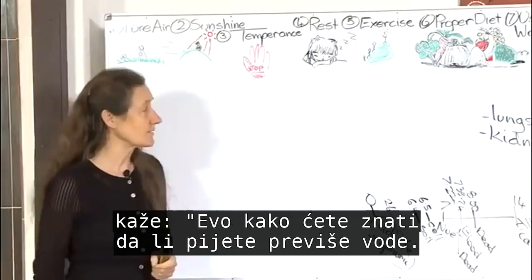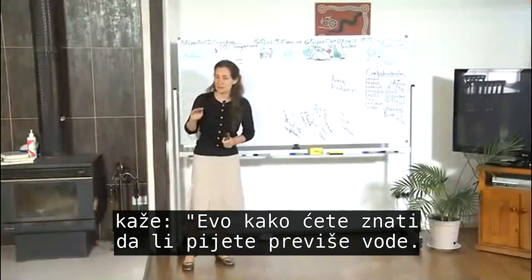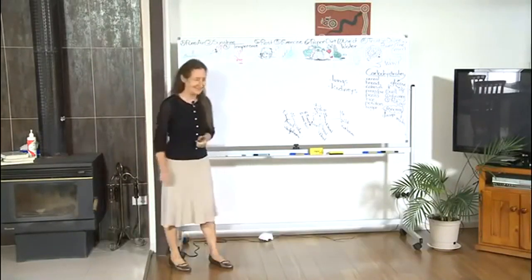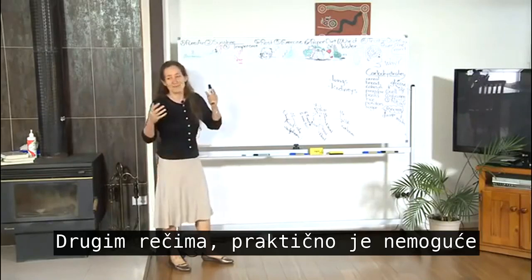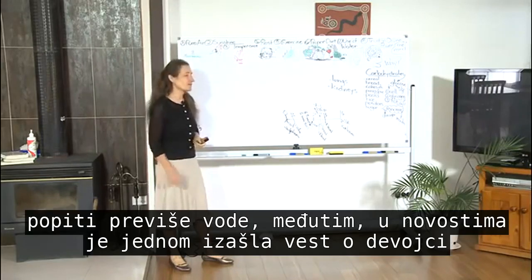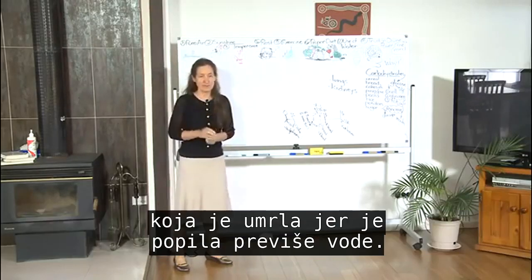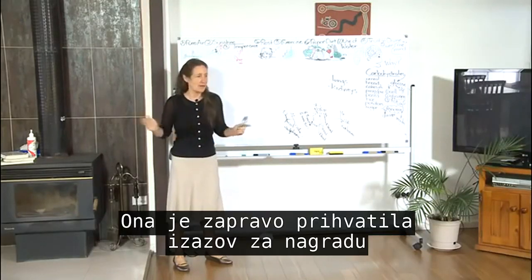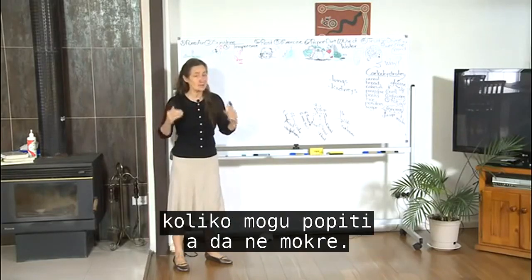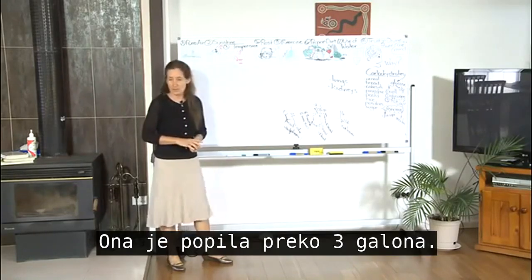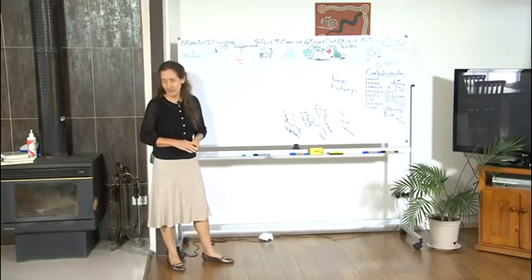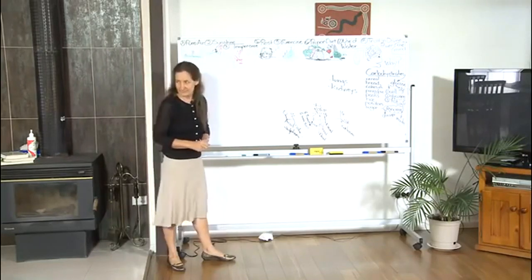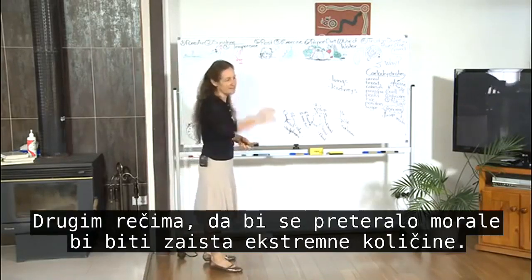Dr. Christopher in America, he said, here's a sign to see if you're drinking too much water. You put your head on the side, and if the water comes out your ears, in other words, it's virtually impossible to drink too much water. There is a story of a girl who was in the newspaper that died from drinking too much water. She was actually doing an experiment with some others. They were going to see how much they could drink without urinating. She got up to 35 litres. So don't drink 35 litres of water without urinating, okay? In other words, it has to be extreme.